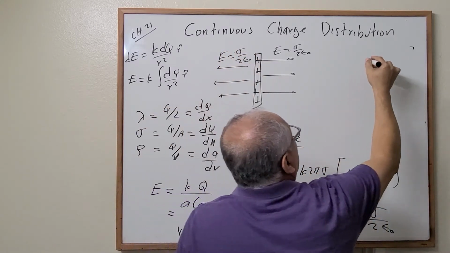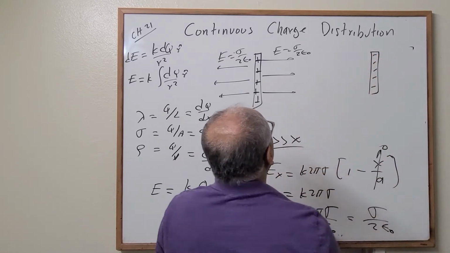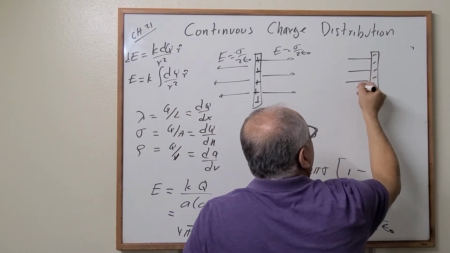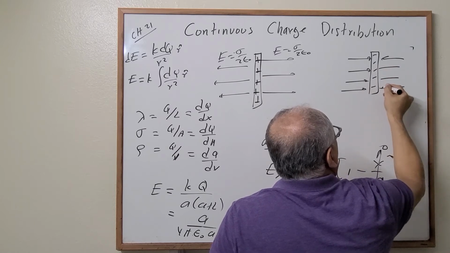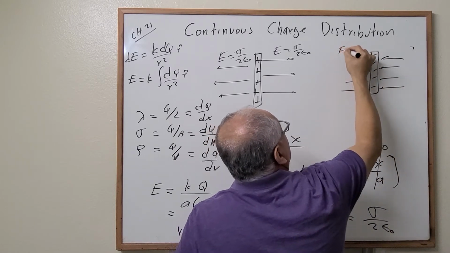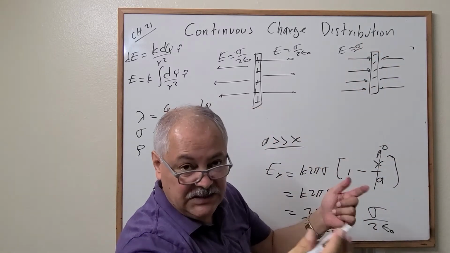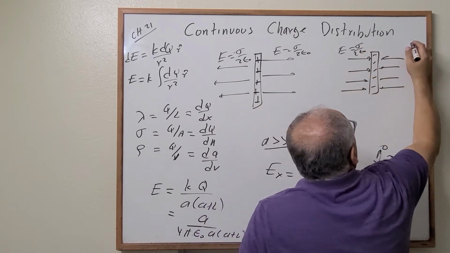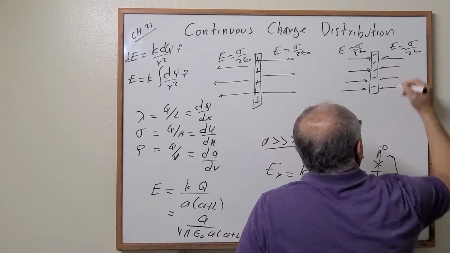Imagine that we have another one right here. And now this is negative. And what should be the electric field? Well, it goes toward the plate or sheet in this case, with the same magnitude. Imagine they have the same charge density, so the same magnitude. The electric field is sigma over 2 epsilon naught, the same thing right here.